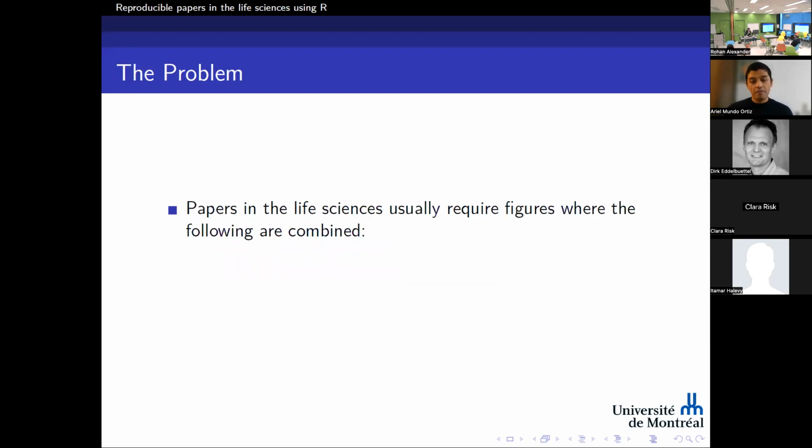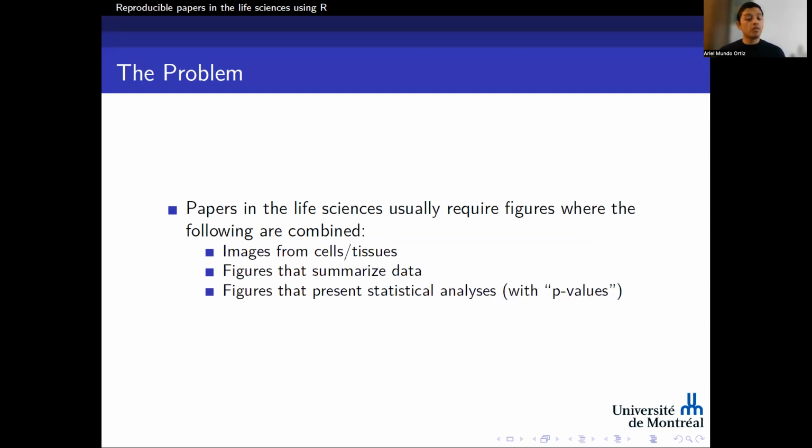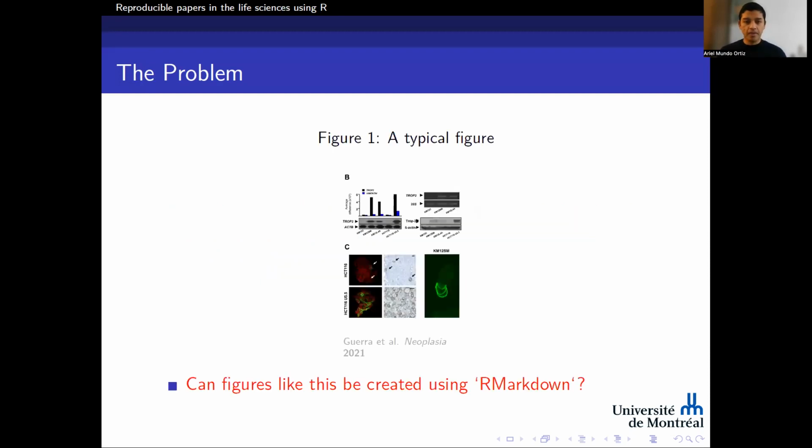When I say figure, it's because figures in papers in life sciences can be quite large, but usually they combine images from cells or tissues, microscopy images, or images of mechanical load or something like that, or equipment. And the figure also has a data summary and someone did a statistical test, right, showing significance. That's basically how a figure looks.